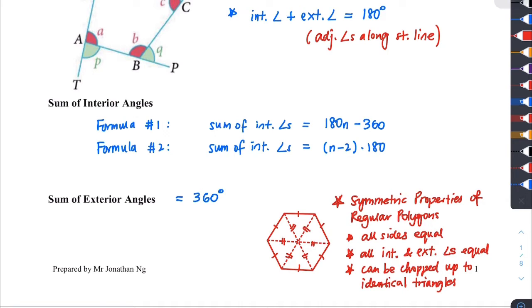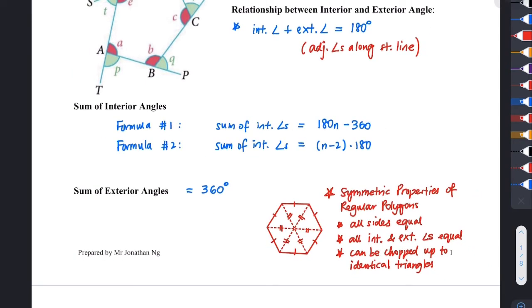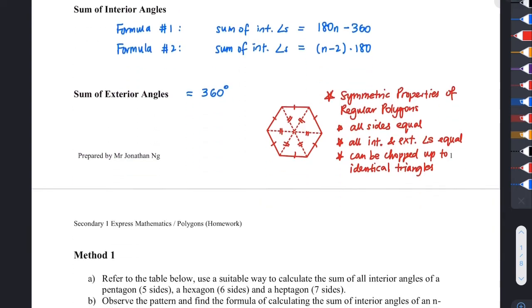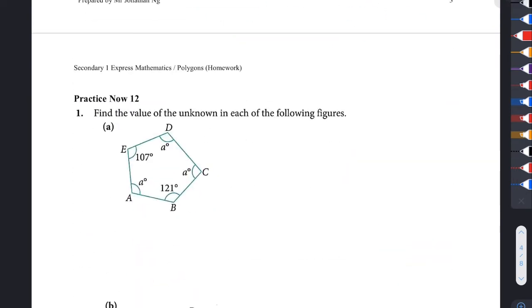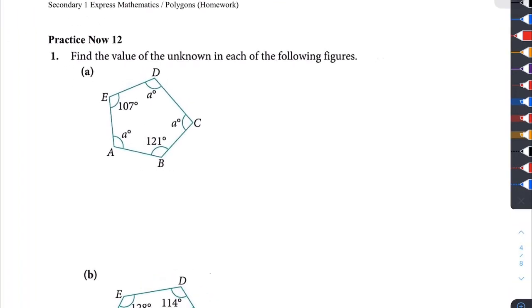Okay, so without further ado, with all this information, let's start to tackle some of the problems that we have. So practice now 12. Find the value of the unknown for each of the following figures. So this, what shape is this? This is a pentagon, 5 sides. So the thing to solving a polygon question is you have to know how many sides there are. So you have your pentagon, you have your 5 sides, so actually your n is equal to 5.